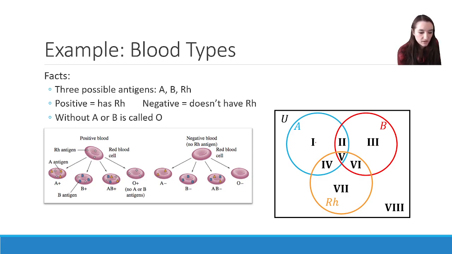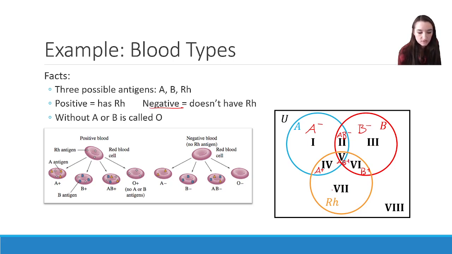So, to start labeling, this area right here, region 1, is just A. It doesn't have Rh, so it ends up being negative. So this is A negative. And similarly, same argument, this is just B, no Rh intersection, so it's B negative. And in here, we have AB negative, for the same reasoning, where A and B are both there, but there's no Rh. Now, everything in the Rh circle ends up being positive. So this here would be A positive, B positive, AB positive.